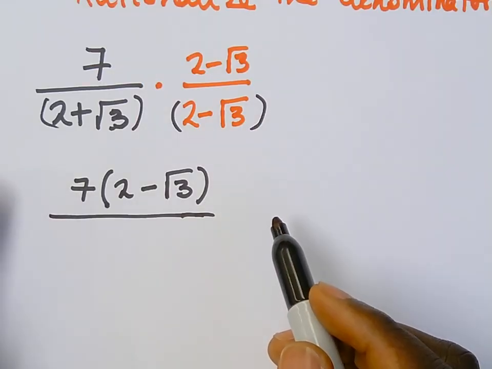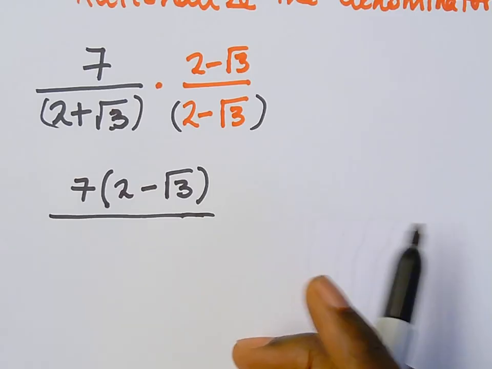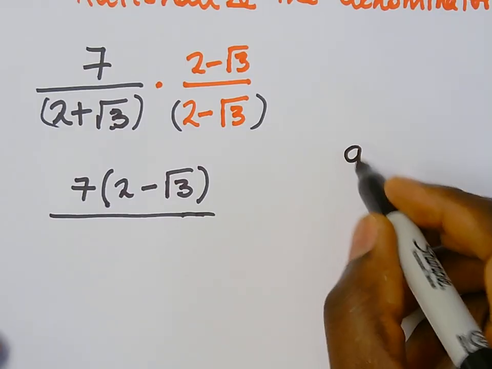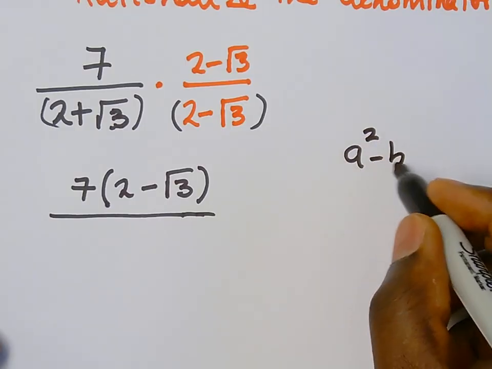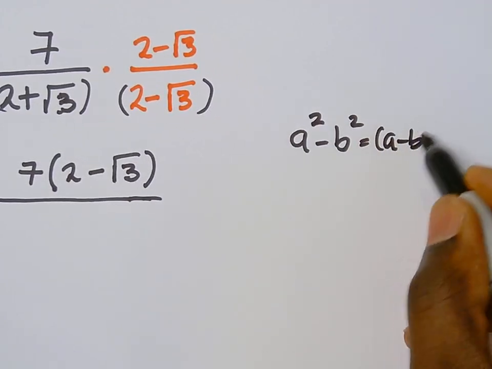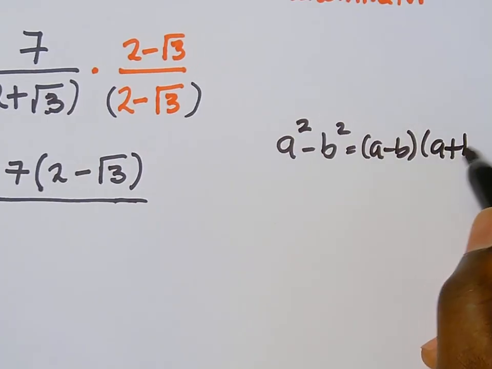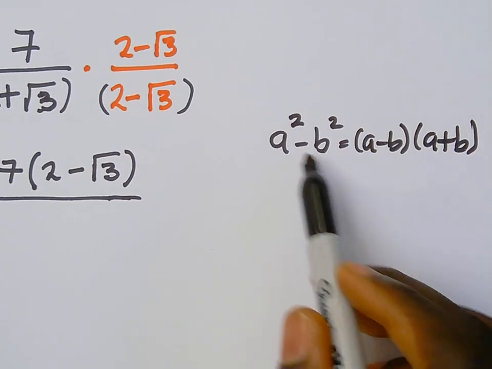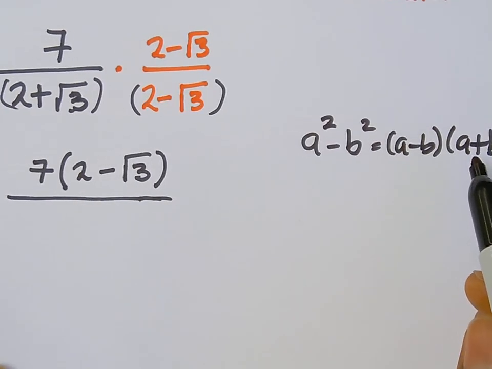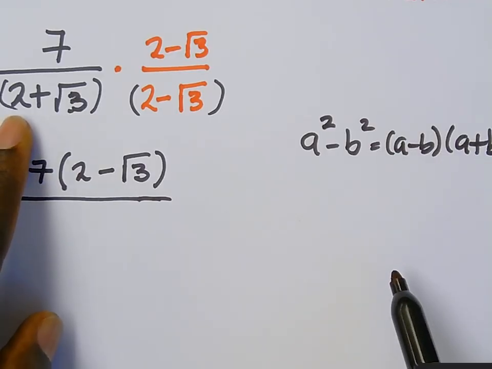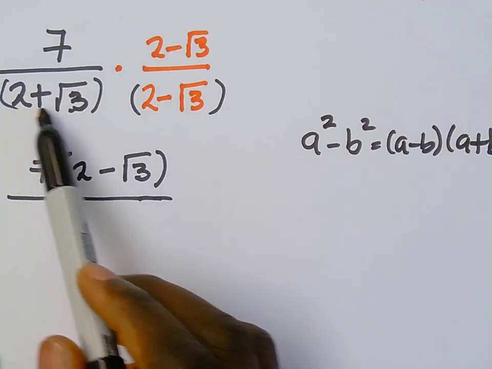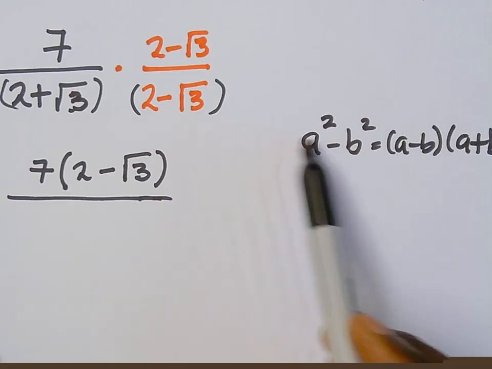You can go ahead and do FOIL with that, or you can use the difference of squares, which says that if I have a squared minus b squared, I can factor this into a minus b, a plus b. So this is what I'm going to use to multiply the denominator. If you can see the connection here, that is going to be a, that is going to be b. So this looks more like what I have here: a plus b, a minus b.